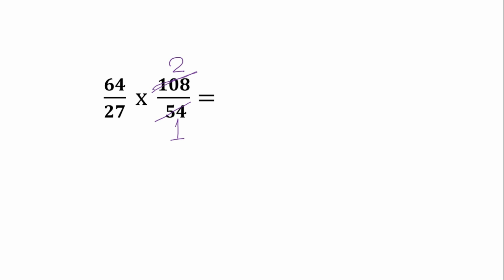Now all that is remaining in the denominator is 27 times 1, and in the numerator you have 64 and 2. You can see that 64 and 27 don't have any common factors other than 1, and it's the same with 2 and 27, no common factors other than 1. So we straight multiply them, which is 64 times 2 divided by 27 times 1, which is 27. This is going to be 128 divided by 27.